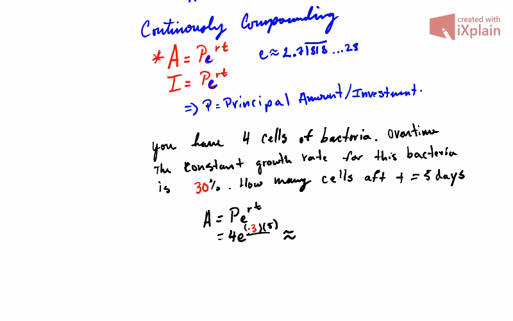Plug it back into your calculator. 4 times e taken to the power of 0.3 times 5. Well, if it grows at a constant rate of 30%, then after 5 days we'll have 17.9268 cells of bacteria.